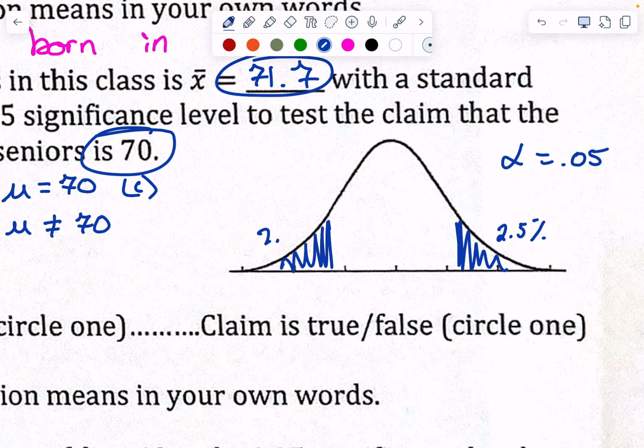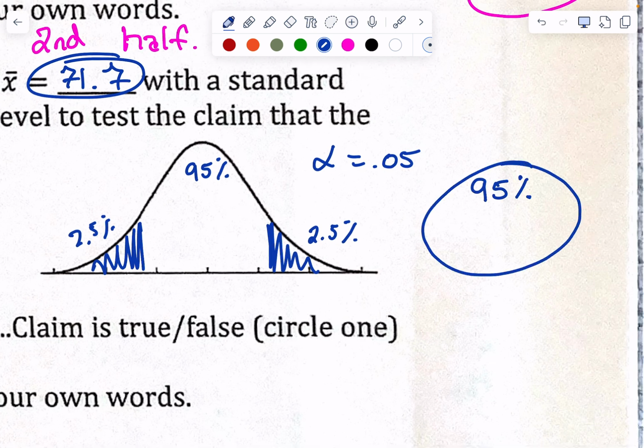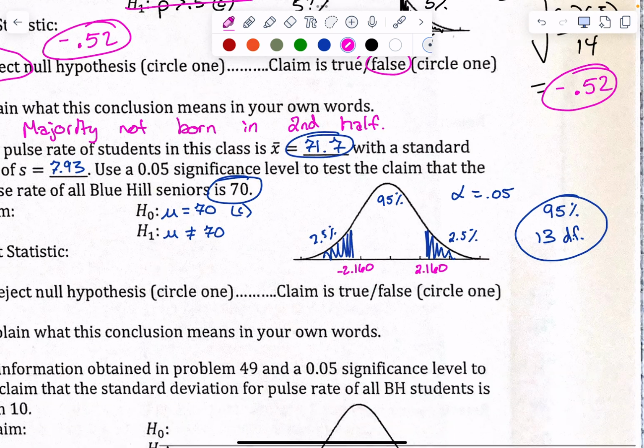2.5% in each tail, which means we're looking up 95% on the T chart. We need degrees of freedom: 13 degrees of freedom, 95%. I got 2.160, negative 2.160. Now what? Plug it in into our equation.